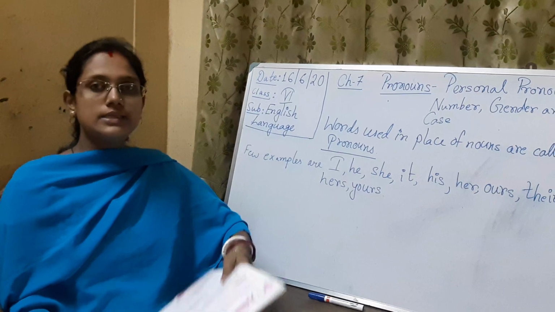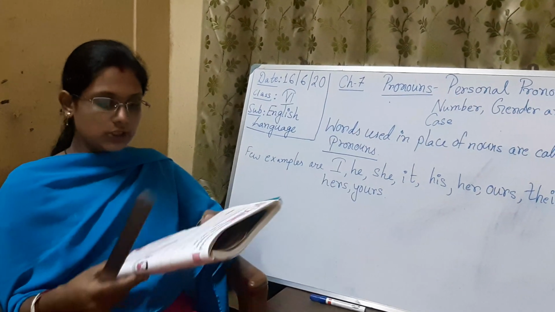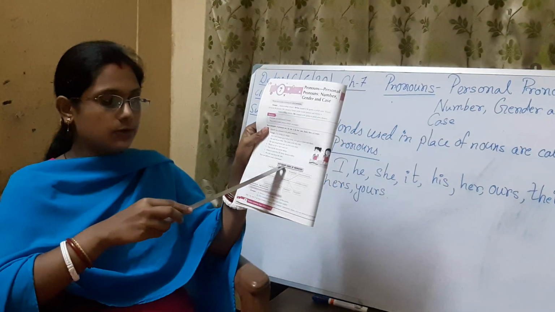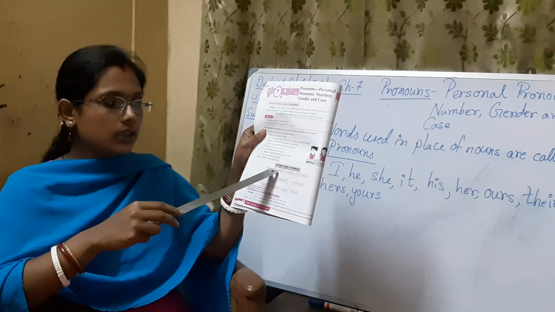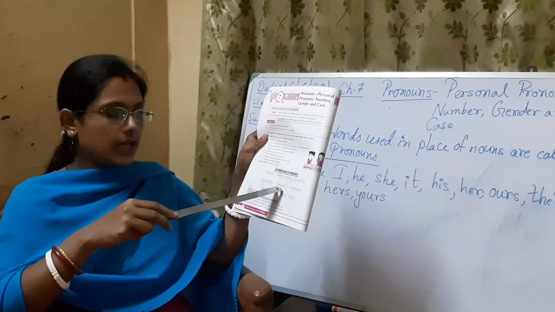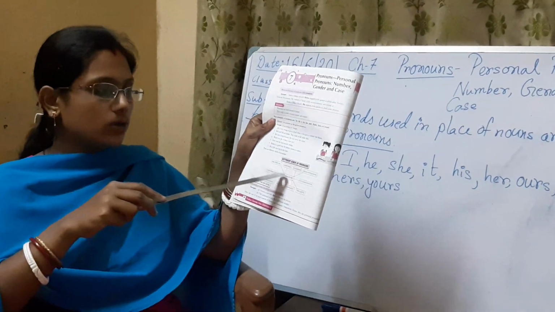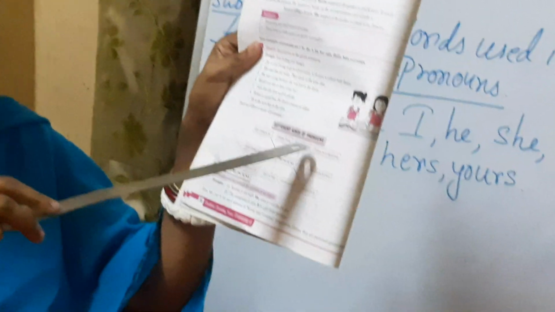Now you can see in your book, please look at the book, that there are different kinds of pronouns. Now under the different kinds of pronouns, see what are the types. Personal pronoun, possessive pronoun, demonstrative pronoun, interrogative pronoun, reflexive pronoun, emphatic pronoun, relative pronoun, indefinite pronoun, distributive pronoun and reciprocal pronoun. Now first, today we are going to discuss the personal pronoun.